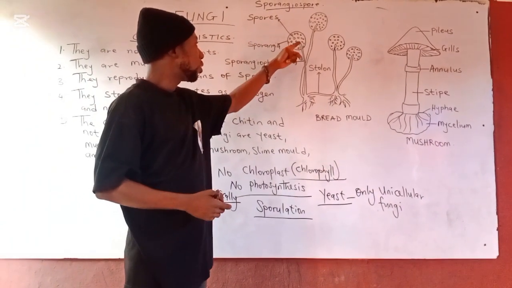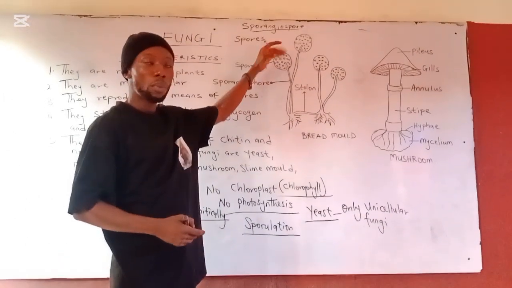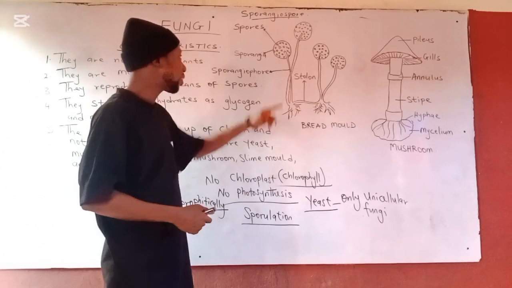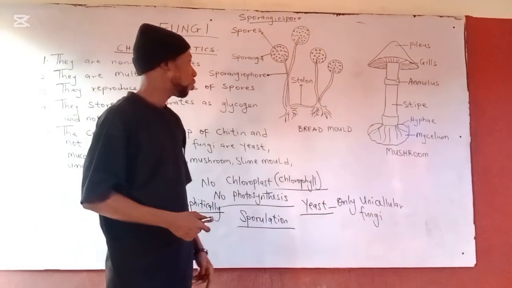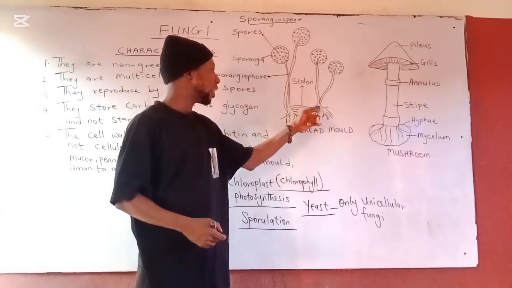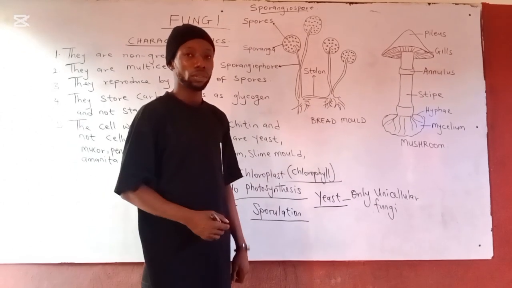Now the stem-like structure that holds the sporangia up above is known as the sporangiophore. This stem part of the bread mold is known as the sporangiophore. Then we have the stolon, the structure that connects the two together.